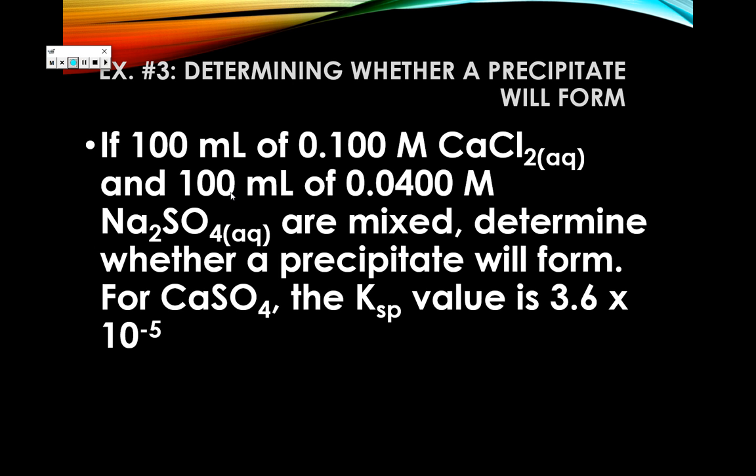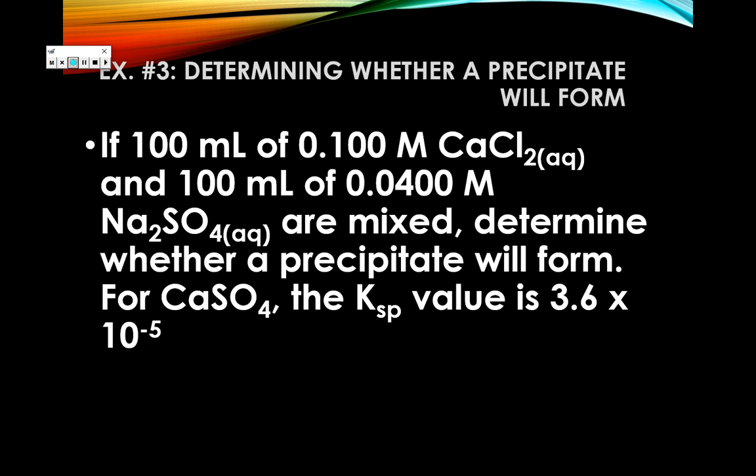Okay, so this question is different. We're still going to do a precipitate forming. We're going to do the comparing Q to KSP. However, this is more like really what would happen in a lab. You have two solutions with different volumes or the same volume, it doesn't matter, and you mix them together.